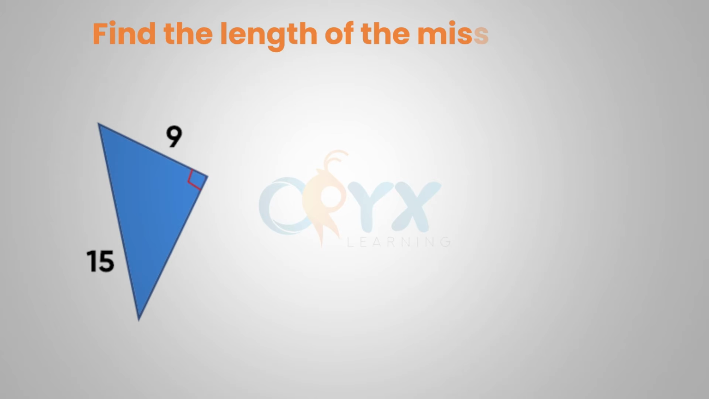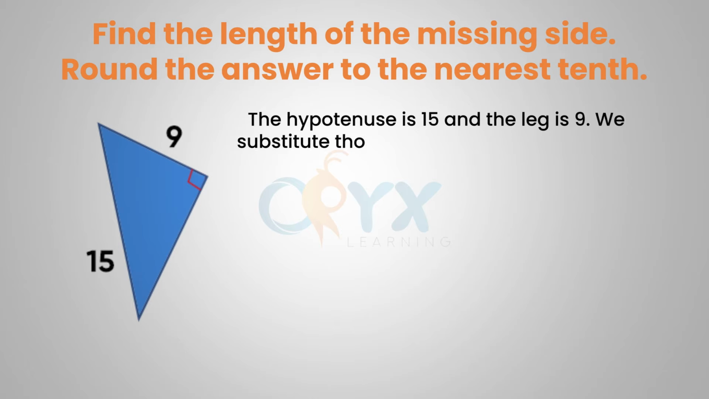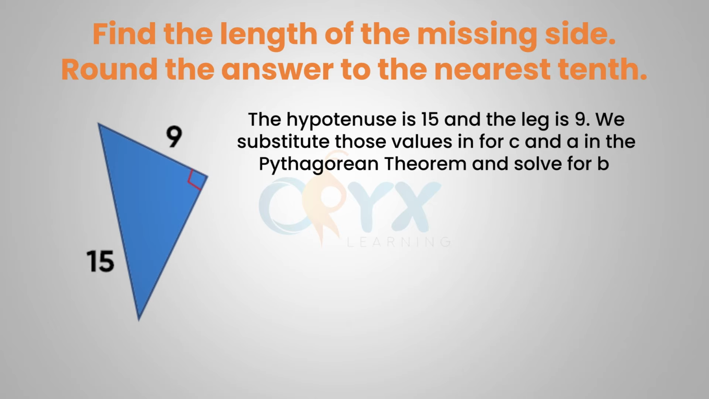Find the length of the missing side. Round the answer to the nearest tenth. As we can see in the diagram, the hypotenuse is 15 and the leg is 9. We substitute those values in for c and a in the Pythagorean theorem and solve for b.